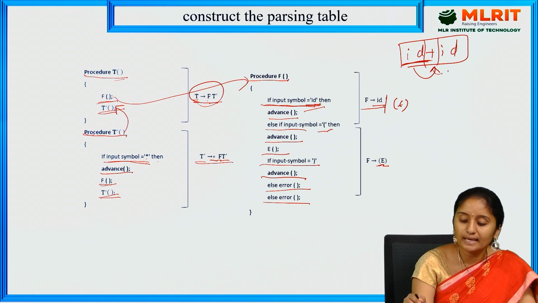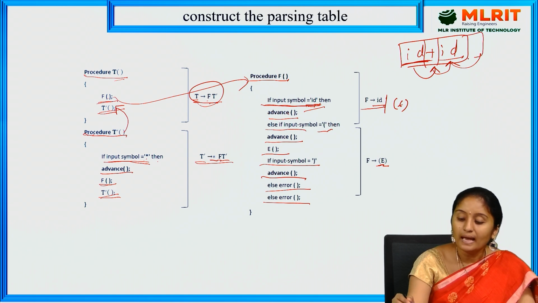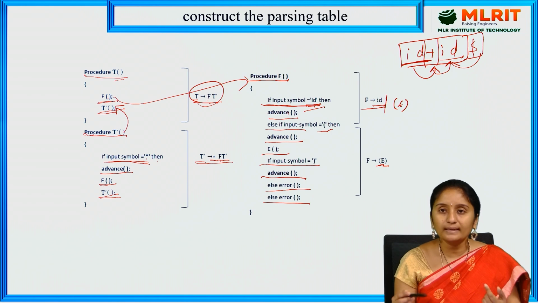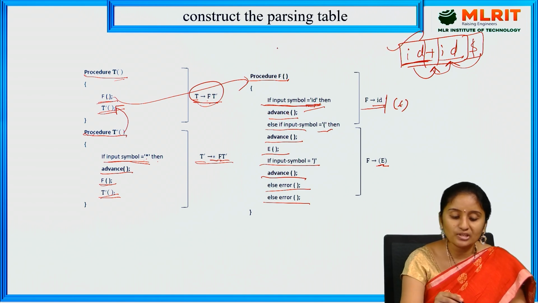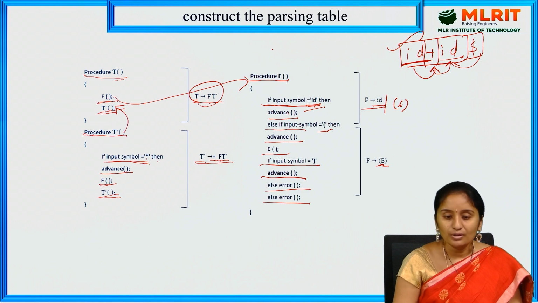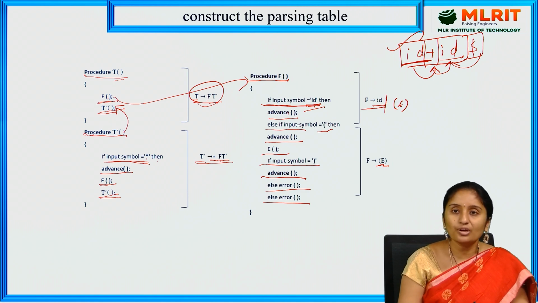It checks ID. ID is equal to ID. It is matching, so advance. It comes here, and it is the end of the string. There are no more symbols; the last symbol is dollar. It tells us that my string is completed. So the given string is matched by my recursive descent parser. So this is about the construction of the recursive descent parser. Thank you.